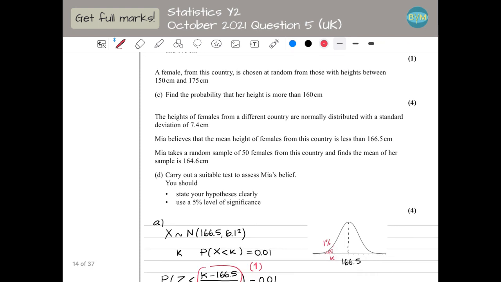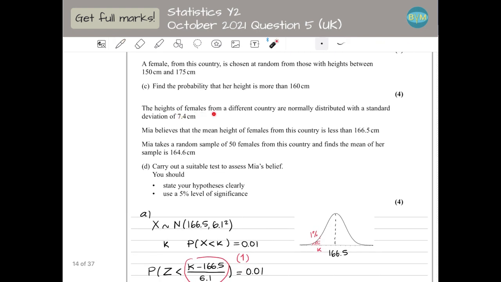They say the heights of females from a different country are normally distributed with a standard deviation 7.4. Mia believes that the mean height of the females from this country is less than 166.5. She takes a random sample of 50 females from that country and finds the mean of the sample is this one. Carry out a simple test to assess her belief.